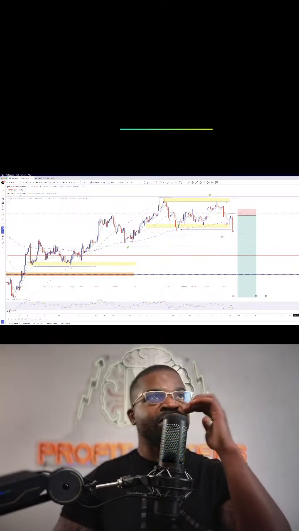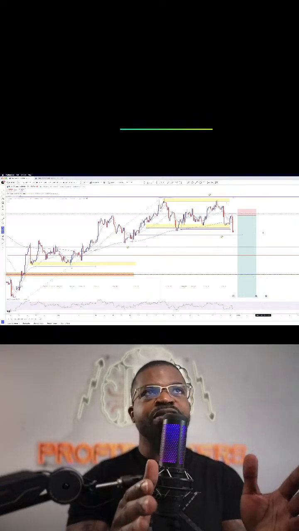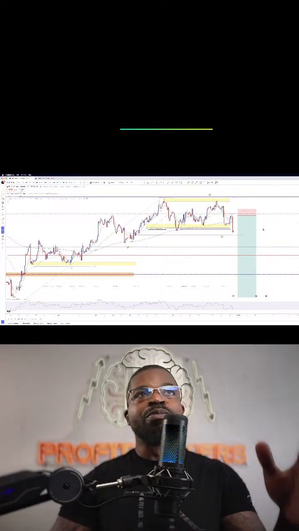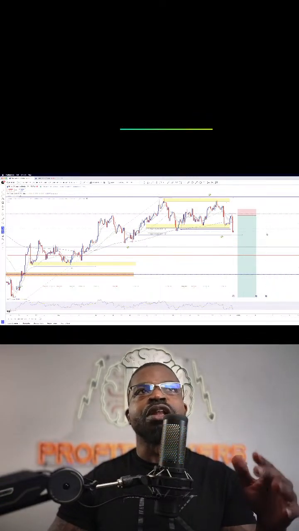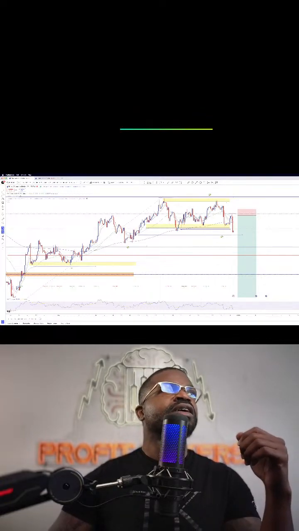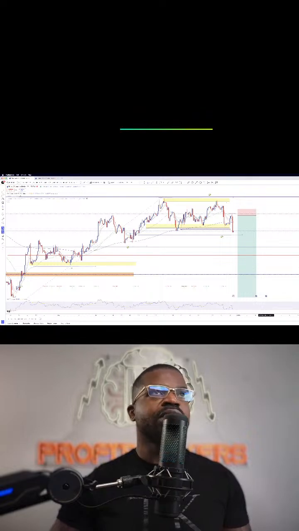The thing I always suggest in situations like this is to remove yourself from the position emotionally by using your alerts. Place an alert above price and place an alert below price right here at this area, because at the moment this is a significant area. This is your key level of support.